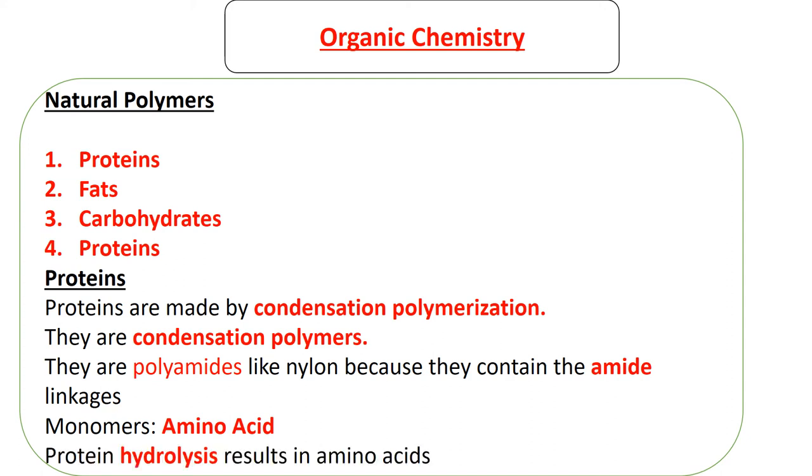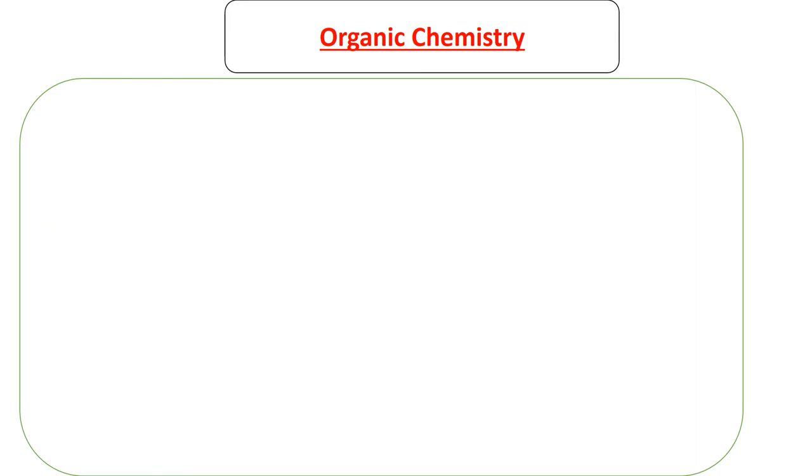When proteins are broken by water, in a process called hydrolysis, which is just breaking something using water, protein hydrolysis always produces its monomers, which are amino acids. All polymers, especially natural polymers, when you break them down with water, you are going to get their monomers.